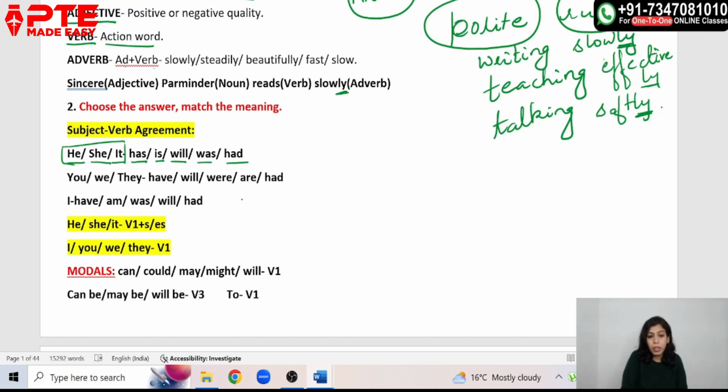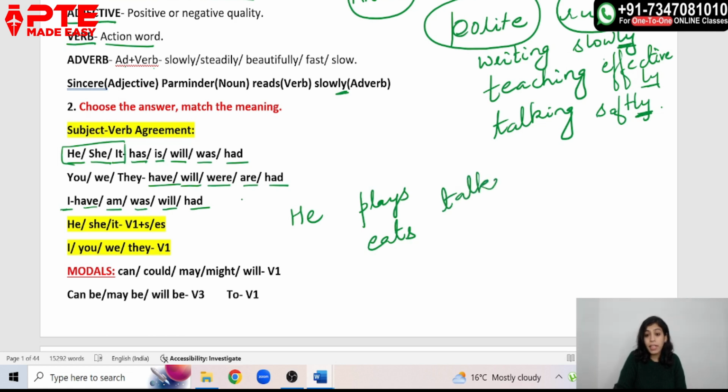Now here, you, we, they. With you, we, they, we are going to use have, will, were, are, had. With I, we are going to use have, am, was, will, had. So please take care of these things. With he, she, it, always verb first form plus s and es. For example, he plays, he eats, he talks, he likes. With I, you, we, they, only verb first form. I play, I talk, I eat.